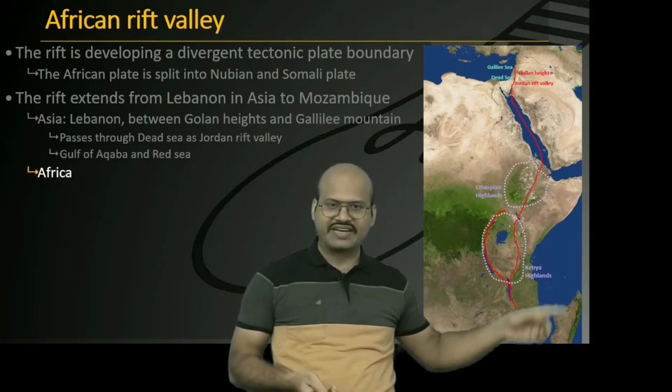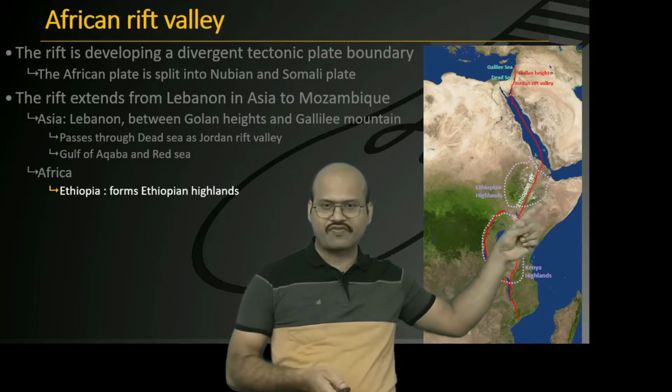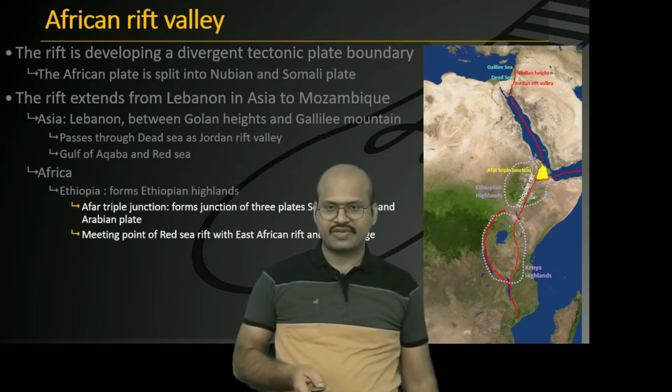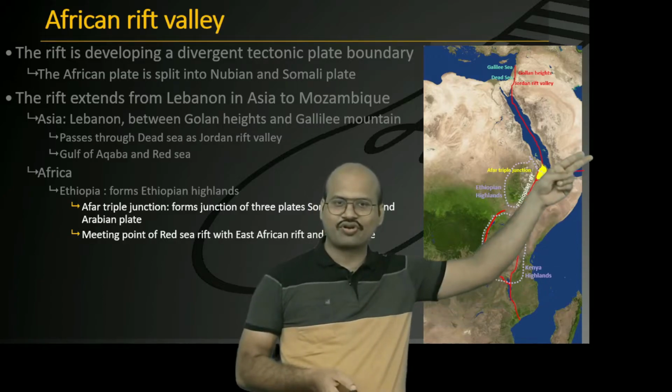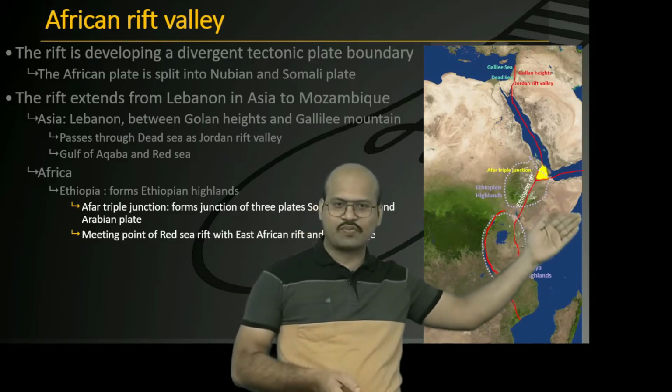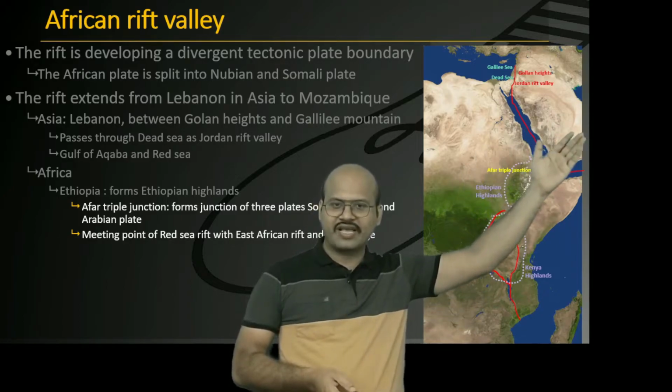In Africa, it enters over here in Ethiopia, forming the Ethiopian highlands. There is the Afar triple junction. This is a triple junction or meeting point of all three plates, that is the Somali plate, Nubian plate and Arabian plate.